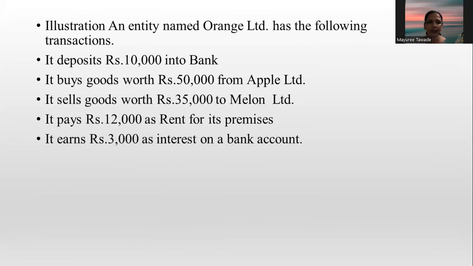So the second transaction is it buys goods worth rupees 50,000 from Apple Limited. So we are receiving goods. So we are going to debit the purchase account, right? And credit the Apple account because Apple Limited is the giver.